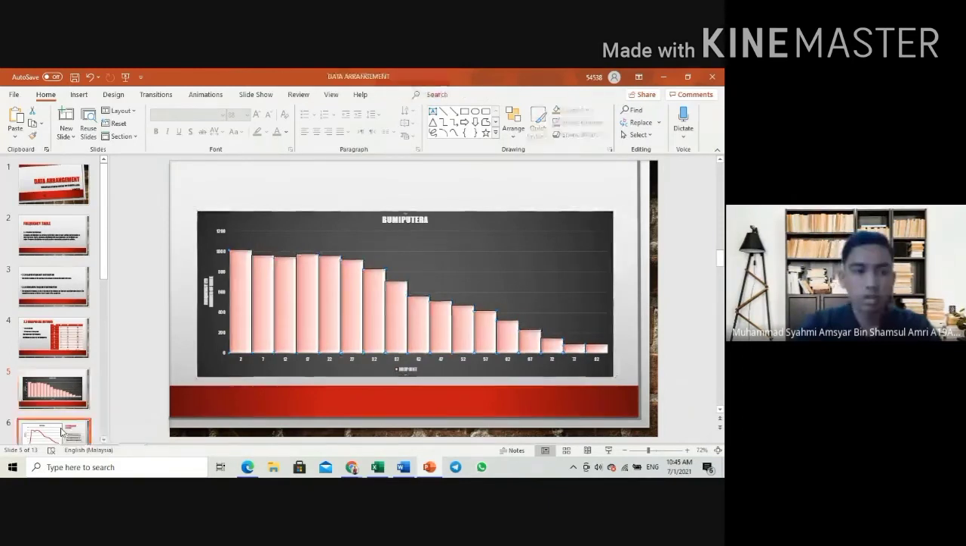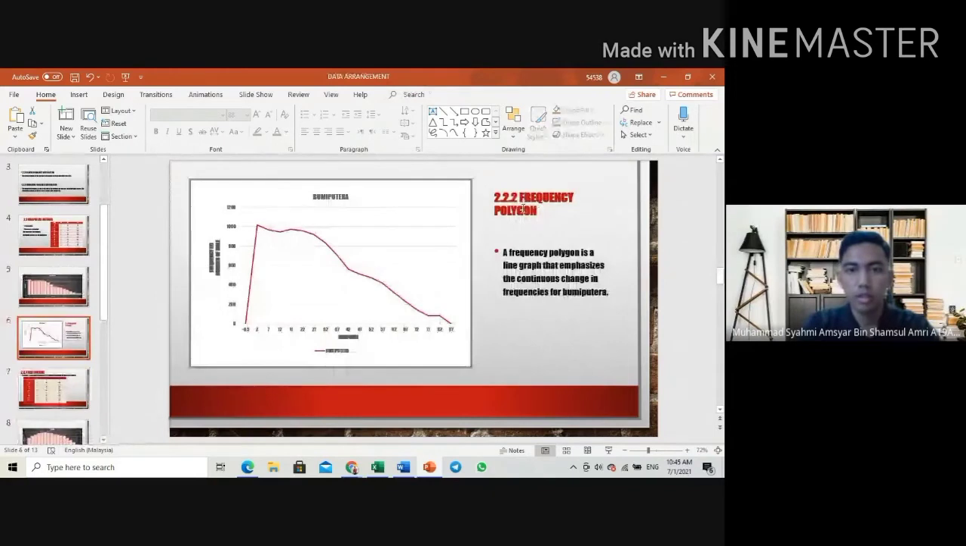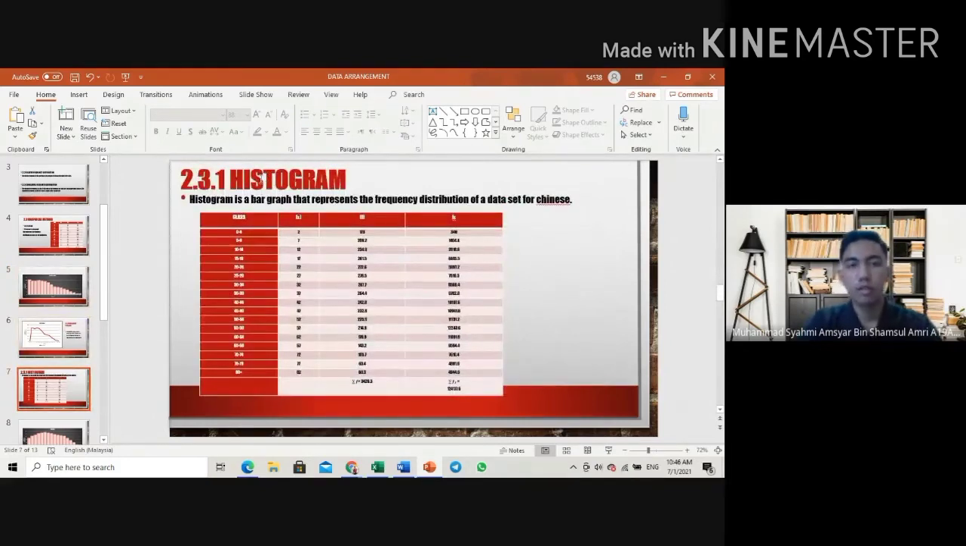Next is the second graph, which is the frequency polygon. A frequency polygon is a graph that emphasizes the continuous change in frequency for Bumiputra. So here we start from this. This is 1015 for age 2, and the last is 87, which is 0. So the lowest here is 77, which is 82.2.